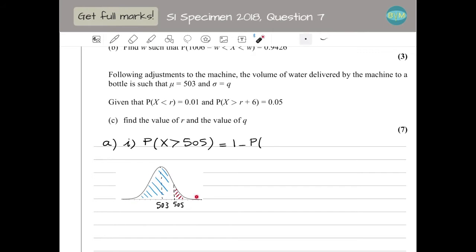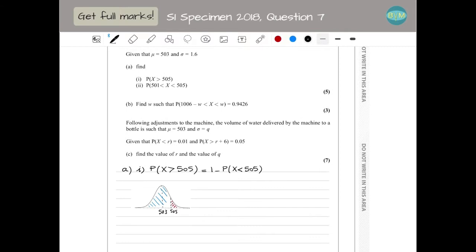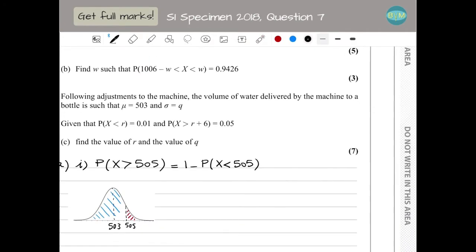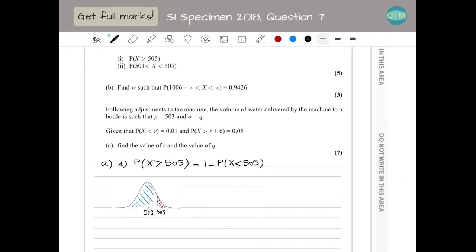Remember, the total area is 1, so if we want to find this area, we are going to do the other way around: 1 minus this area, and this area is in the calculator and in the tables. So 1 minus the probability of X being smaller than 505. If you are doing the UK exams, this part wouldn't be 5 marks because you can do this straight away with the calculator. But for the international levels, you always have to standardize your normal distribution.